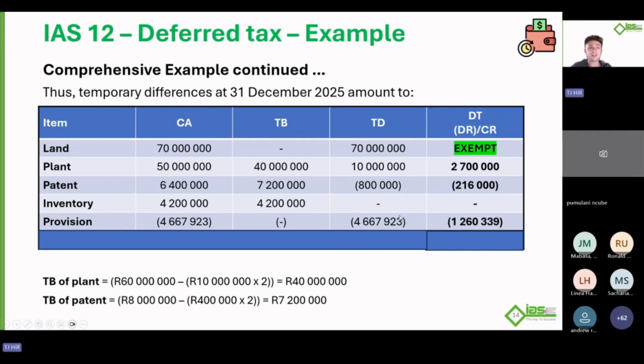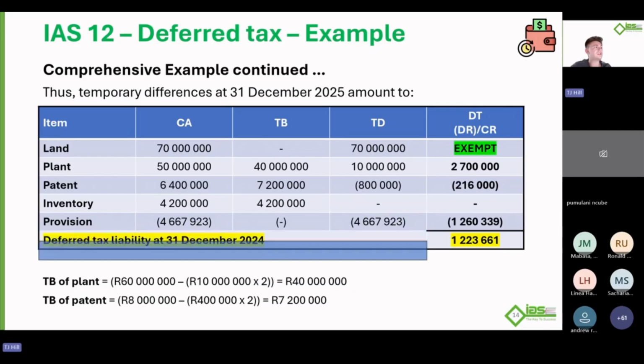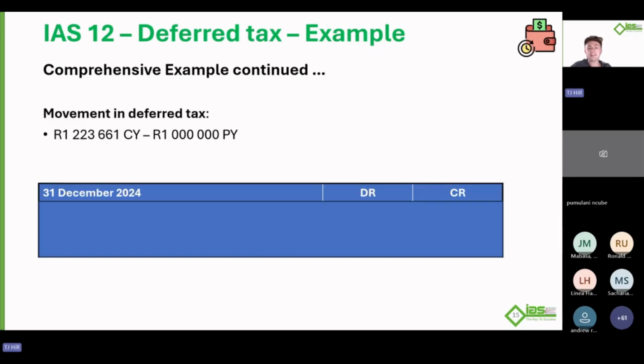And then you ask yourself, is it exempt or not? Okay, if it's exempt, you won't recognize any DT asset or liability. If not, you recognize it. And then you will get this balance, which is your closing balance for deferred tax, which may be an asset or a liability. And then you ask yourself, what was the balance last year?